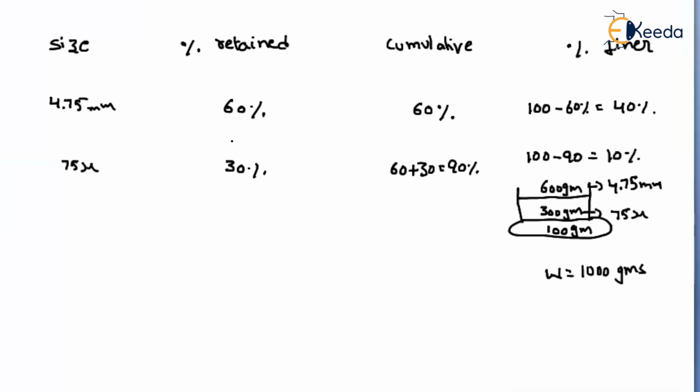So what can we understand here? Out of the 100%, 30% of the soil is retained on the 75 micron. And what about this 10%? 10% of the soil particles are having the size less than the 75 micron, isn't it? So if 40% of the particles are less than 4.75 mm, 10% of the particles are having the size less than 75 micrometer. So these terms we have to understand physically. Then only will we be able to solve some of the problems and we won't commit mistakes.